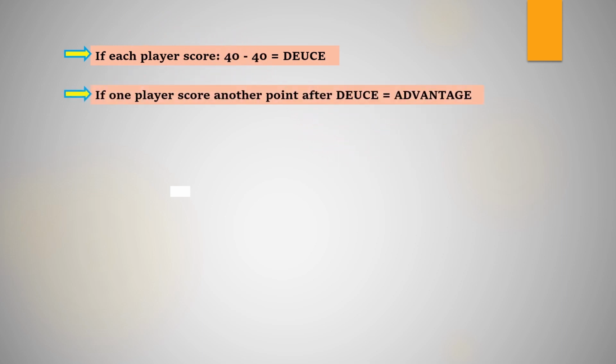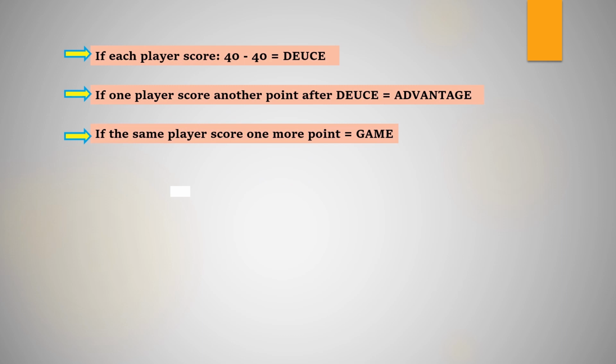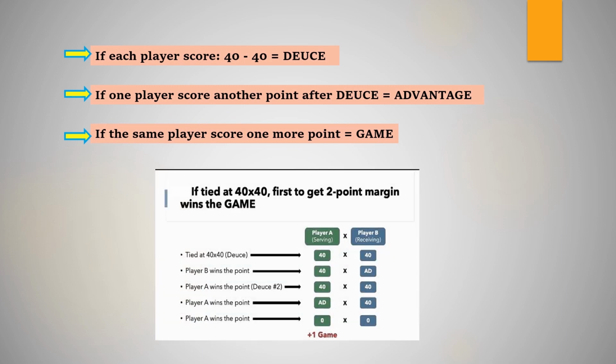If each player scores 40-40, it's called deuce. If one player scores another point after deuce, it's called advantage. If the same player scores one more point, it's game. This table is about how you can get a 2-point margin to win the game.